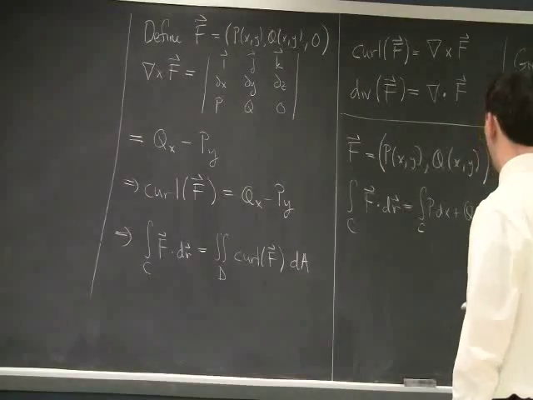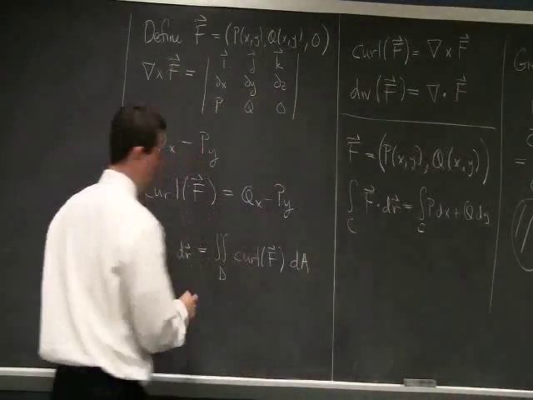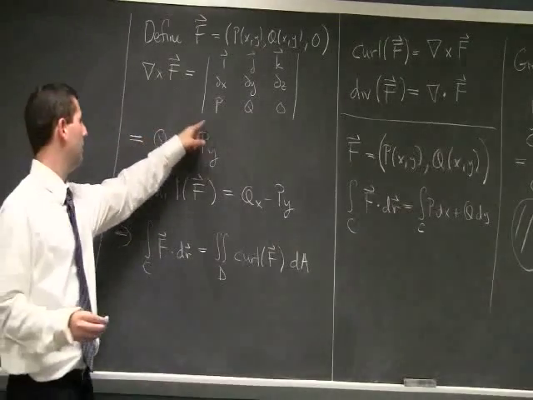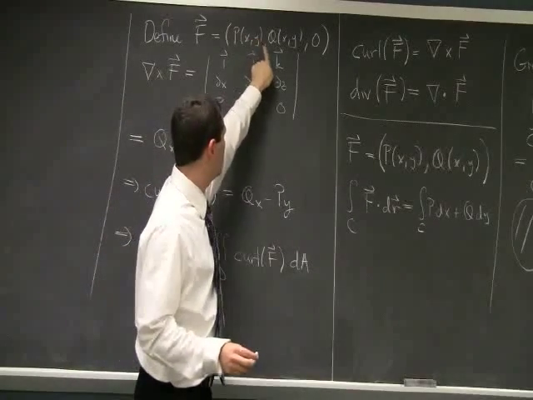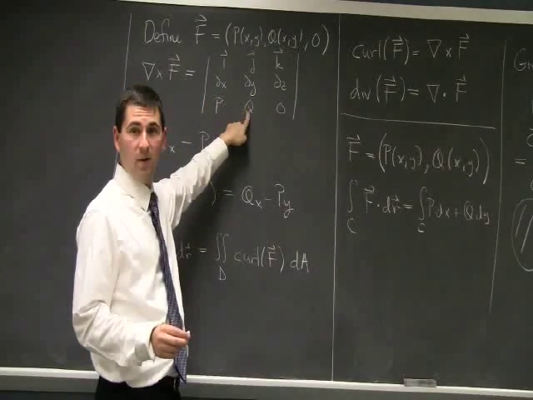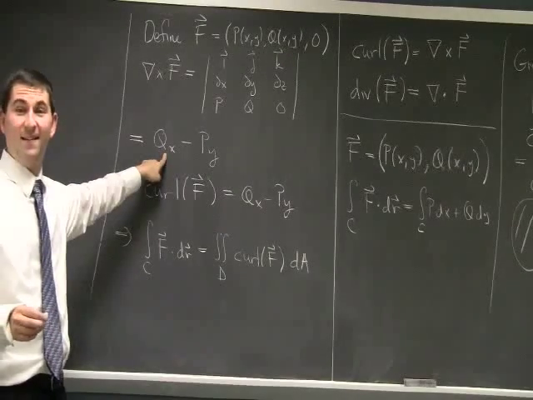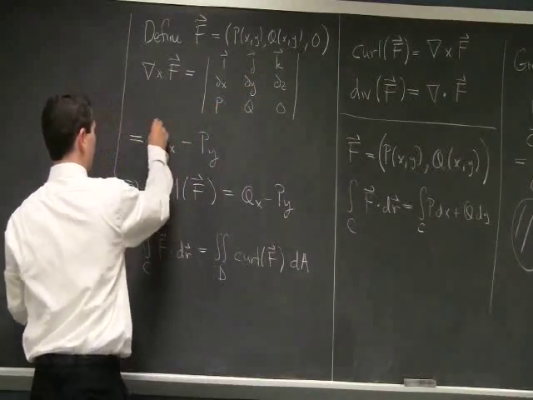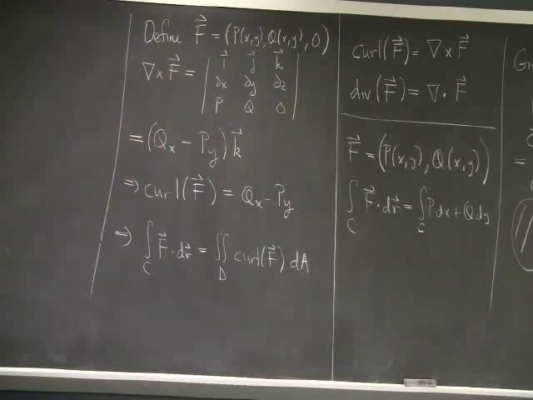Oh, wait a second. I left something out. Something is horribly wrong here. What is horrible? Who can say what I left out? Well, when I computed this determinant, how did I get that Q_x? I went along the k, and then I got the partial with respect to x of Q. So I wrote down Q_x. Did I leave something out? Sure. Okay. The k. Same thing with the P_y, right? It's supposed to be multiplying all these things together. So I left out the k. So this is really times k.